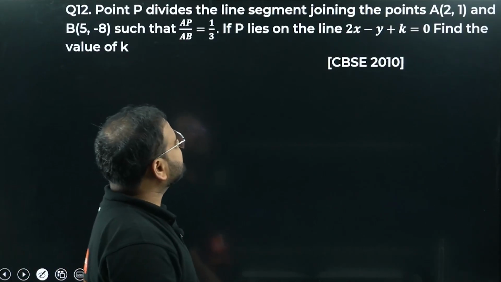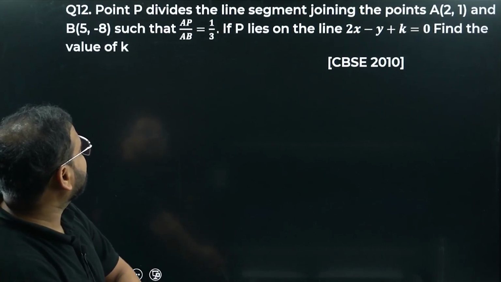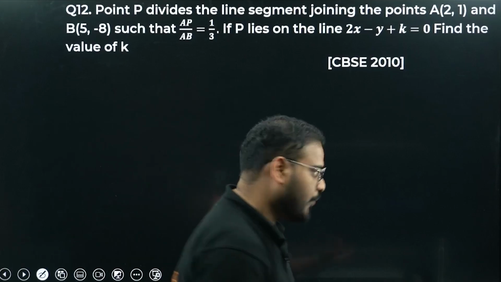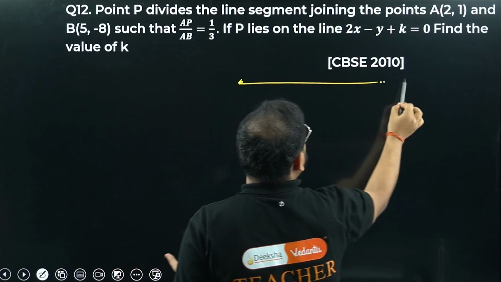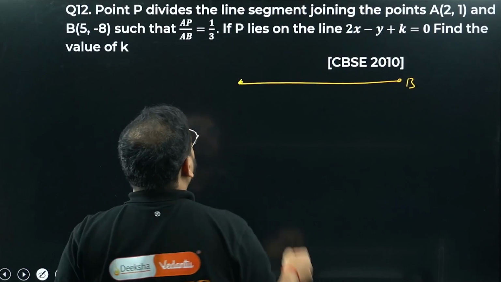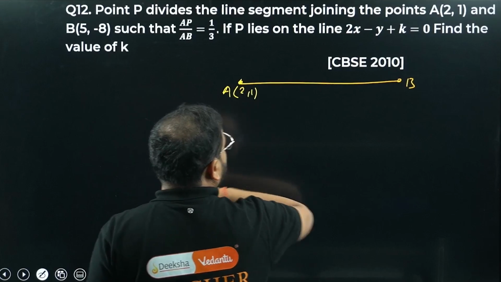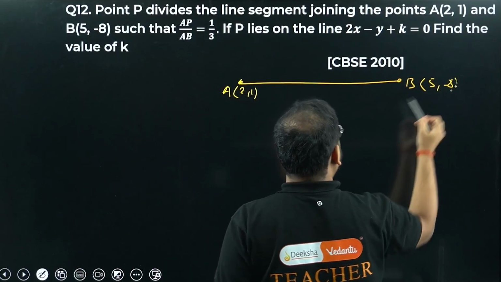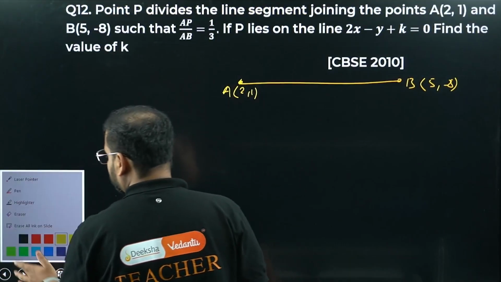Point P divides the line segment joining the points A 2 1 and B 5 minus 8 such that AP by AB is 1 by 3. Let's take this point again. Same situation actually, paper 2010. What is this point A? Point A's coordinate is given 2 comma 1. Point B coordinate is what? 5 comma minus 8.